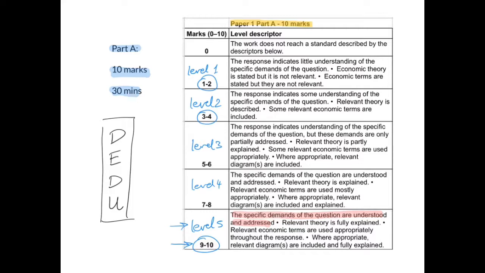Okay, you need to show that relevant theory is fully explained. You have fully explained all relevant economic theory. You need to show that relevant economic terms are used appropriately throughout the response. Okay, you have identified the relevant key terms and used them appropriately throughout the response. And where appropriate, you have drawn a relevant diagram and fully explained it. You have included a relevant diagram and fully explained it.